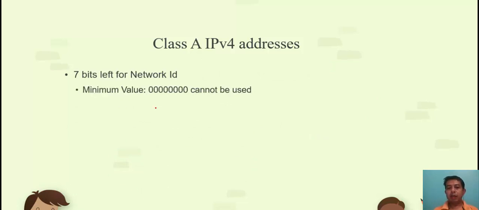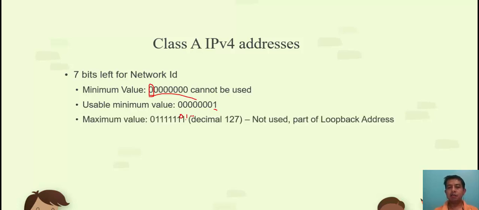So 7 bits are left for the network ID. What would be the minimum value? There are 8 bits, so the minimum value is all zeros. All zeros is a meaningless thing, so it cannot be used. What would be the first usable minimum value? The first usable minimum value would be 1. What would be the last value? The last value will obviously be all ones: the first bit is fixed as 0 and then all the other bits are ones. That would be the last value.